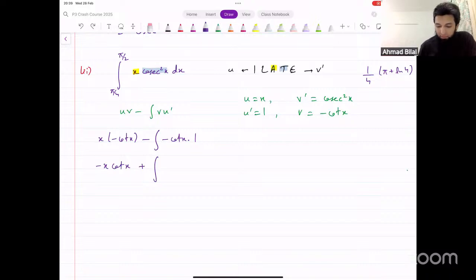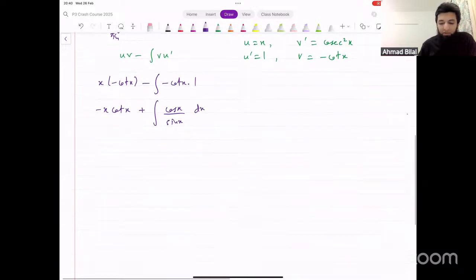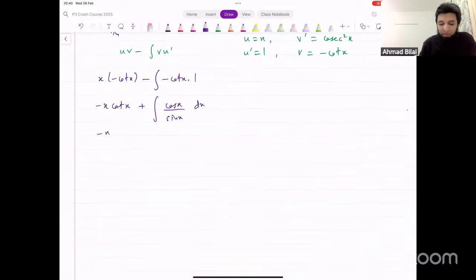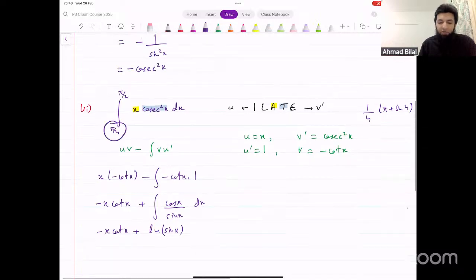So we have plus outside. Cot can be written as cos x over sine x. And now we can use the ln rule on this. It's minus x into cot x plus, since the numerator is the derivative of the denominator, the integration becomes ln of sine x. And there we have it. We have integrated this now. Now we just have to input the limits. Limits are from pi over 4 to pi over 2.